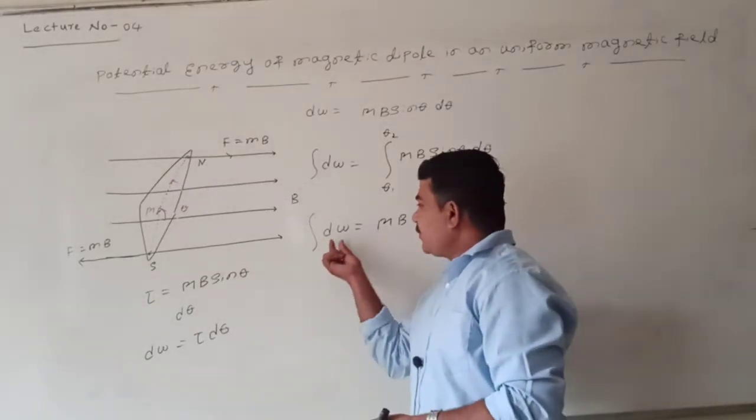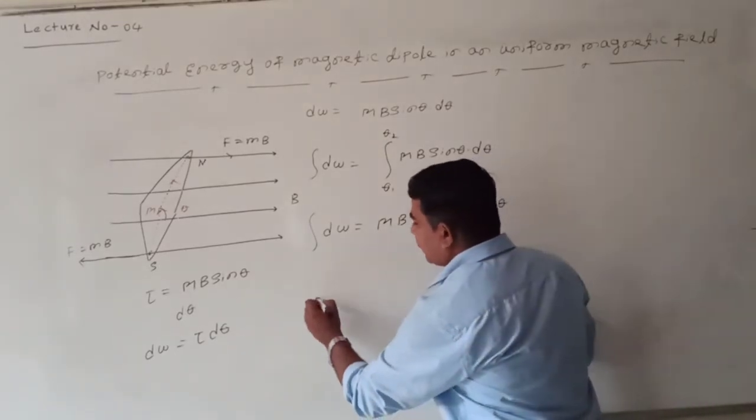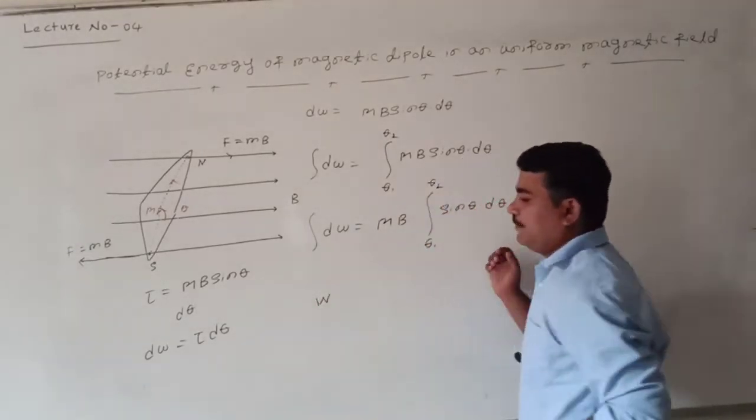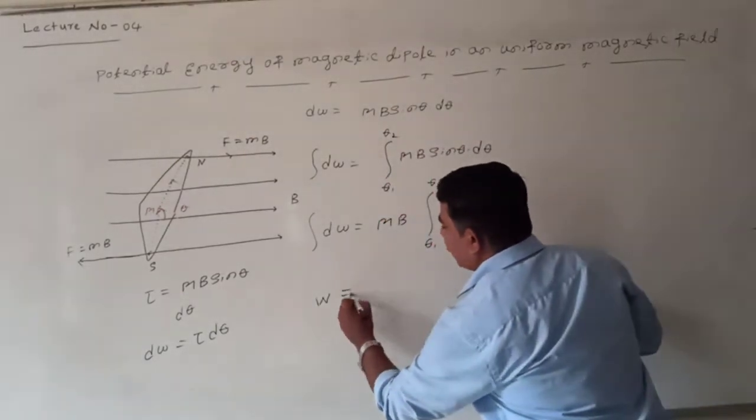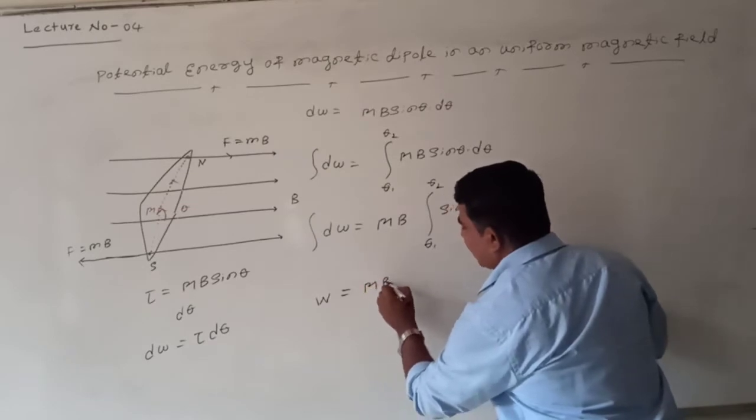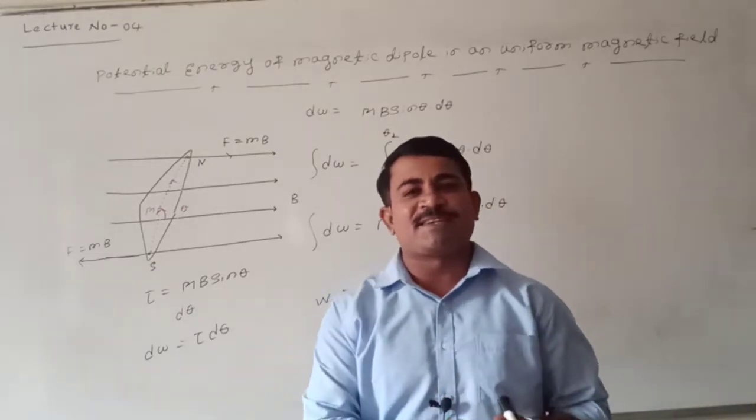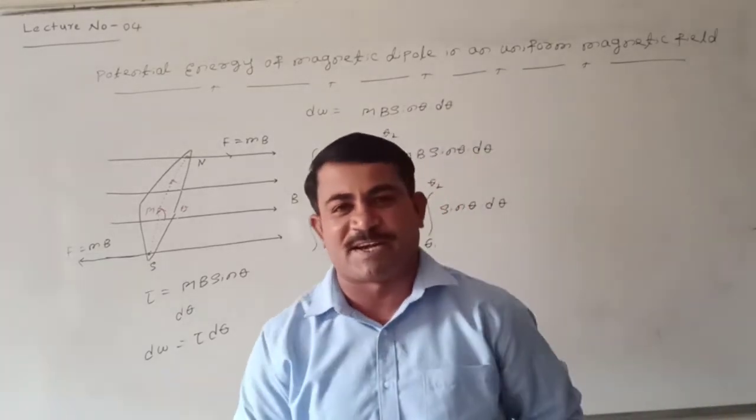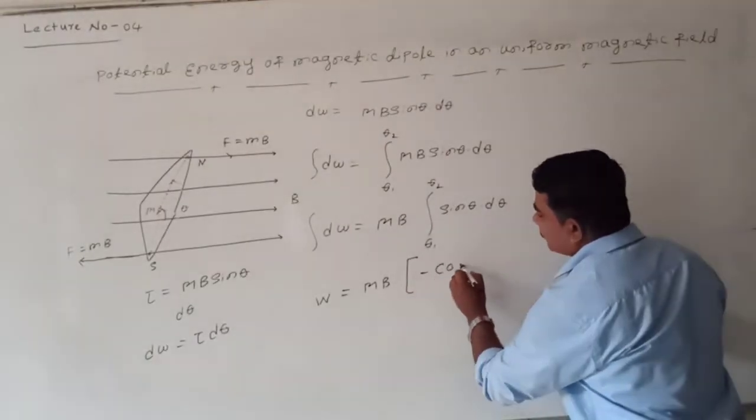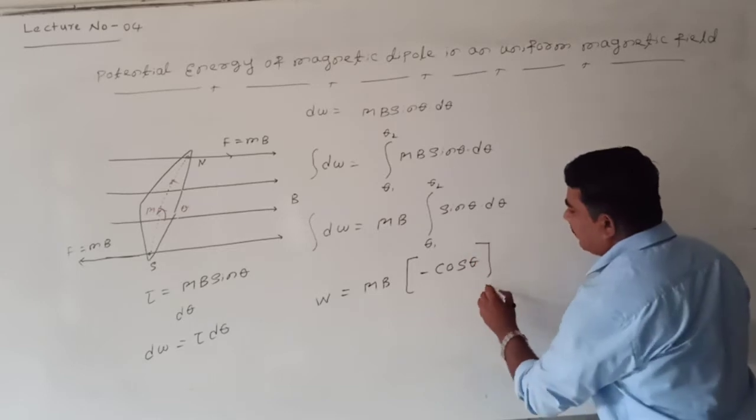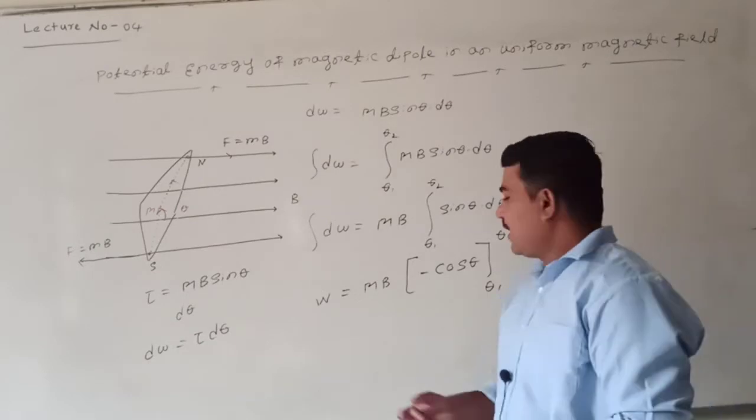We know the integration of dW is equal to W. Capital M stays the same, capital B also stays the same. What is the integration of sin theta d theta? It is equal to minus cos theta. So the integration is minus cos theta from theta 1 to theta 2. Here the minus sign is there.